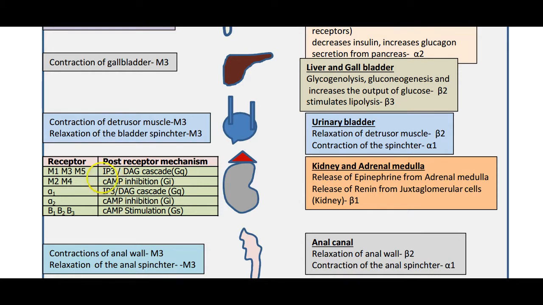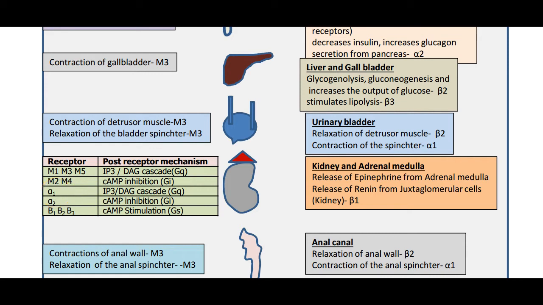Whereas the other set of muscarinic receptors, which are even numbers, that is M2 and M4, are basically GI subtype of receptor. GI means inhibitory type of G-coupled protein receptors. And what actually they do is they inhibit adenyl cyclase. So upon inhibition of adenyl cyclase, there is decrease in cyclic AMP.